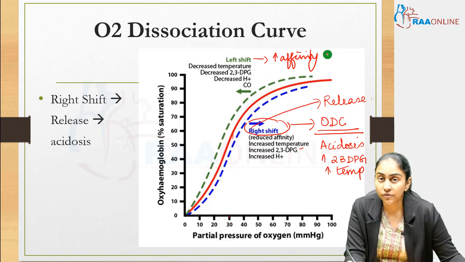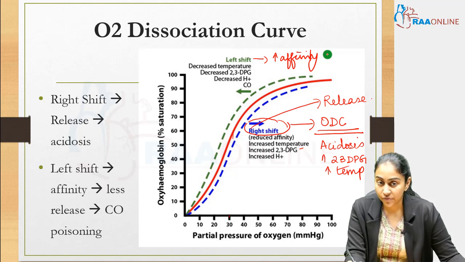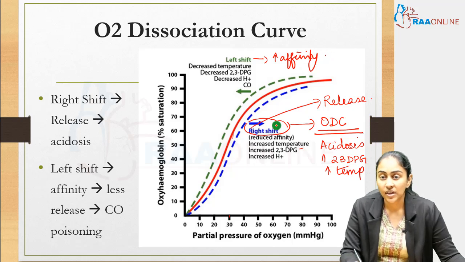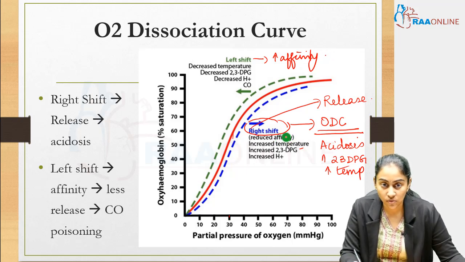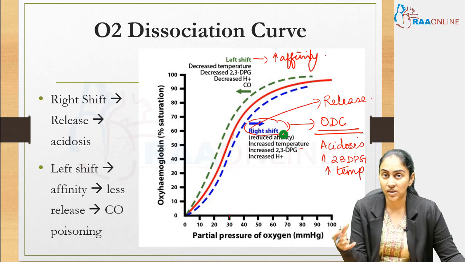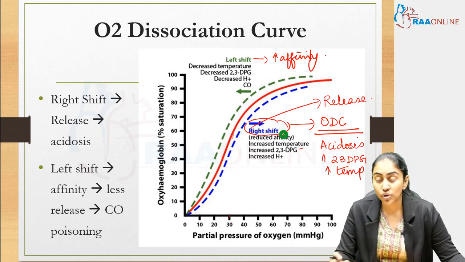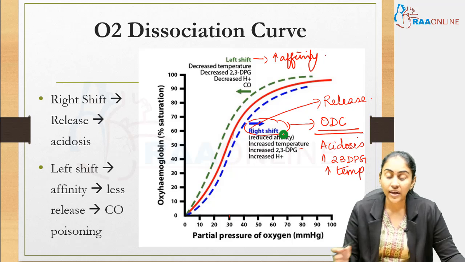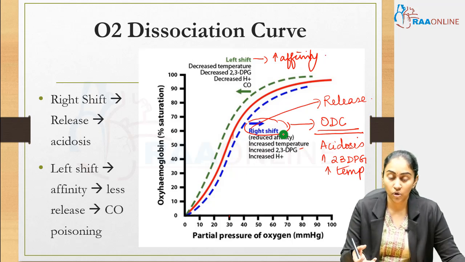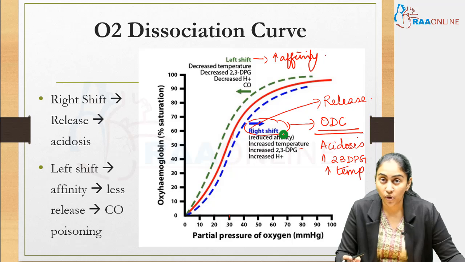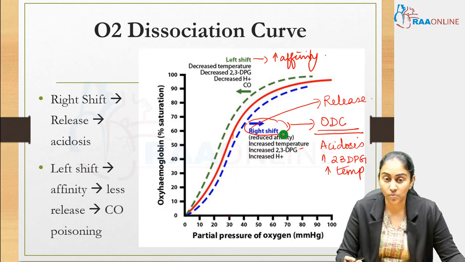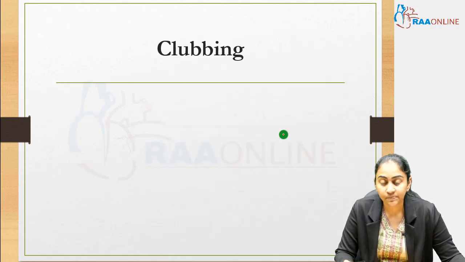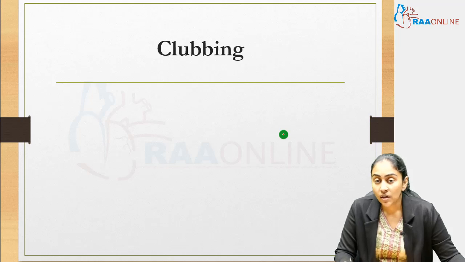So, right shift basically means release of oxygen, left shift means there is more affinity. Right shift is seen in patients with acidosis where we are trying to improve tissue oxygenation. Therefore, there is going to be more release. Leftward shift is something that's seen with high affinity hemoglobins or with carbon monoxide poisoning, where there is going to be much less release.